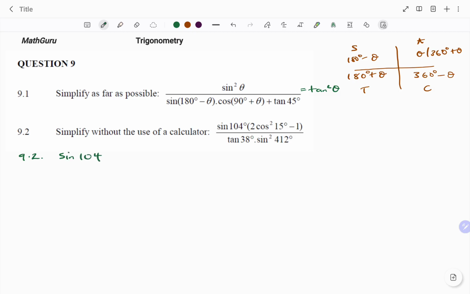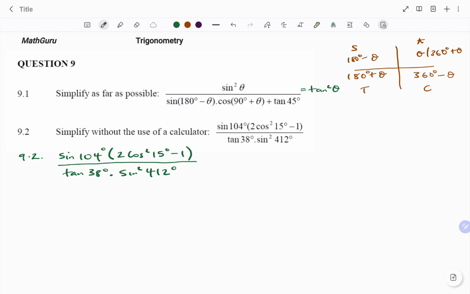Let's look at the second example, question 9.2. I have sine of 104 degrees, in brackets 2 cos squared 15 degrees minus 1, close bracket, divided by tan of 38 degrees multiplying sine squared 412 degrees.